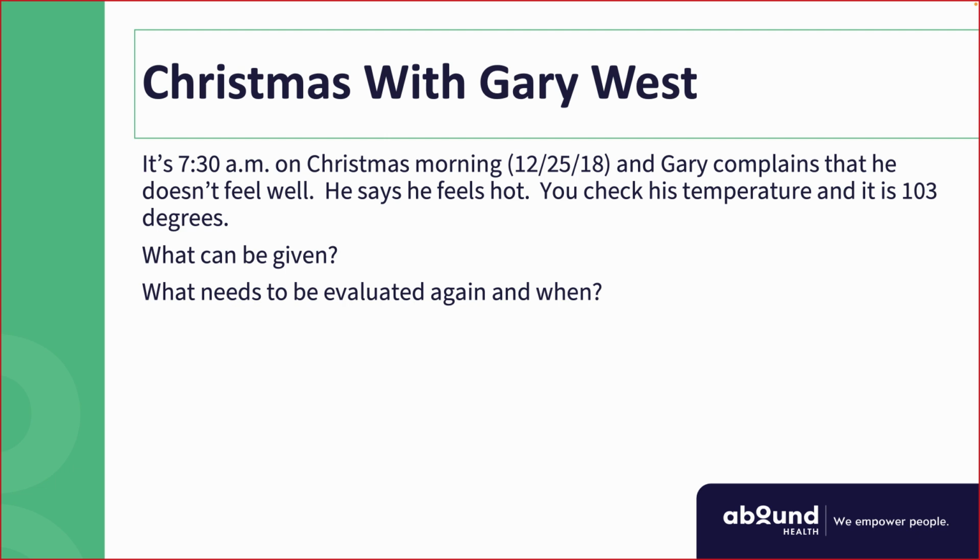Our scenario is called Christmas with Gary West, so we'll go through this. This is what DSPs are trained on for documentation of their over-the-counter PRN medications. So at 7:30 a.m. on Christmas morning, Gary complains that he doesn't feel well. He says he feels hot. You check his temperature, and it's 103 degrees. What can be given? So we had our prescription for Tylenol, so we're going to give him Tylenol. And what needs to be evaluated again and when? So at 7:30 is when you give the medication. You must chart a result or response to that medication within 1 hour. So at 8:30 a.m., we're going to check Gary's temperature and chart the results.